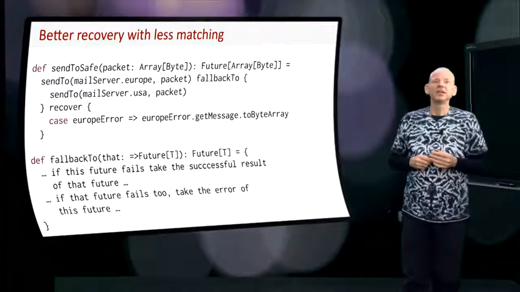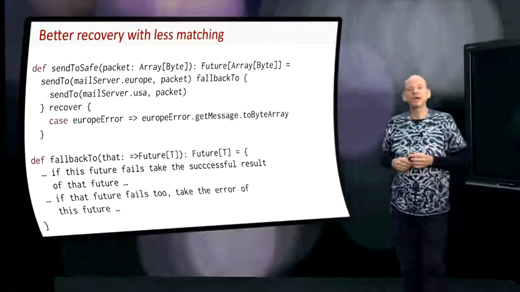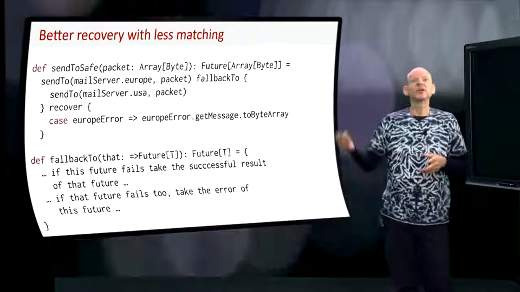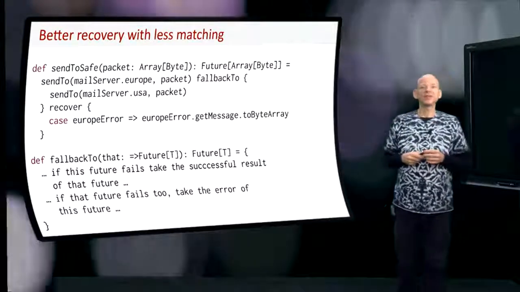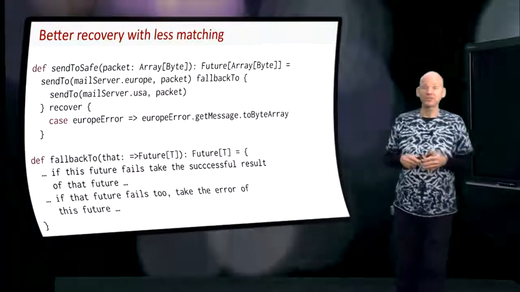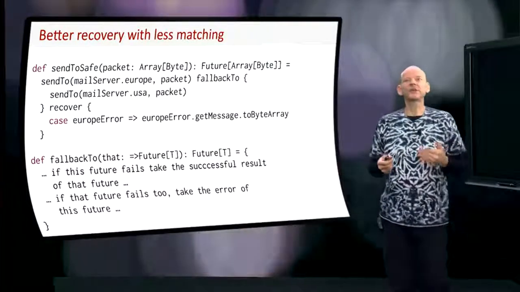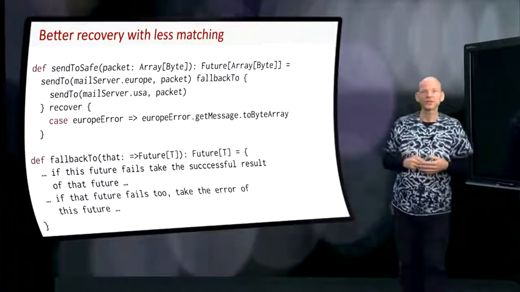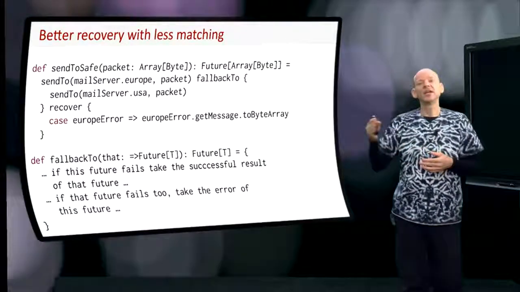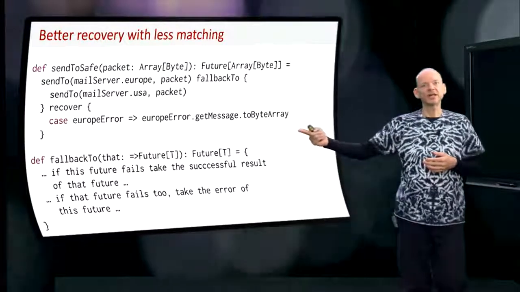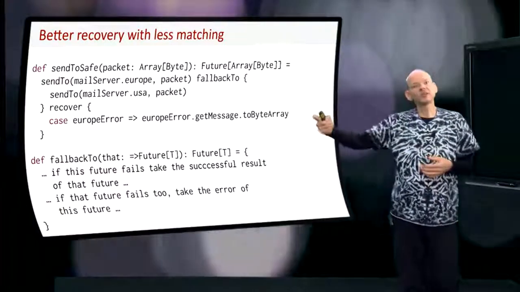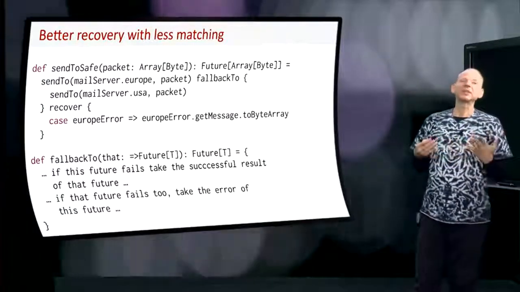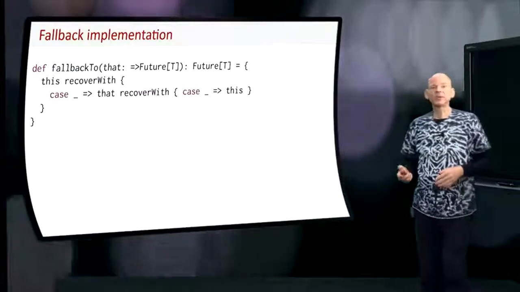If we had that function, then we can define sendToSafe as follows. We first try to send it to Europe. If that fails, we fall back to sending the message to the USA, and then we recover by getting the Europe error message, because that's what fallbackTo gives us, and then we can turn that back into the byte array. All right, so this looks much better. So fallbackTo is a very nice combinator that's very useful. So how are we going to implement that?